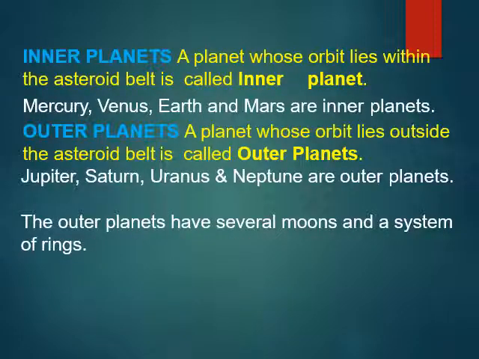Now, inner planets. A planet whose orbit lies within the asteroid belt is called an inner planet. For example, Mercury, Venus, Earth and Mars are inner planets. Outer planets: a planet whose orbit lies outside the asteroid belt is called an outer planet. Jupiter, Saturn, Uranus and Neptune are outer planets. The outer planets have several moons and a system of rings.